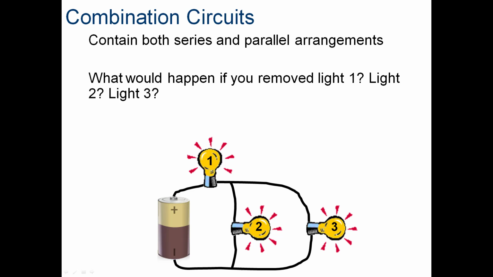Now the reality is we rarely see a pure series or a pure parallel element. We most frequently see combinations. So the question comes up, what would happen if I pulled out light 1? If light 1 was removed, what would happen? If light 1 was pulled out, the circuit would be open. All the lights would go out. If I removed light 2, I'd still have a circuit through 1 and 3. If I removed 3, I'd still have a circuit through 1 and 2.